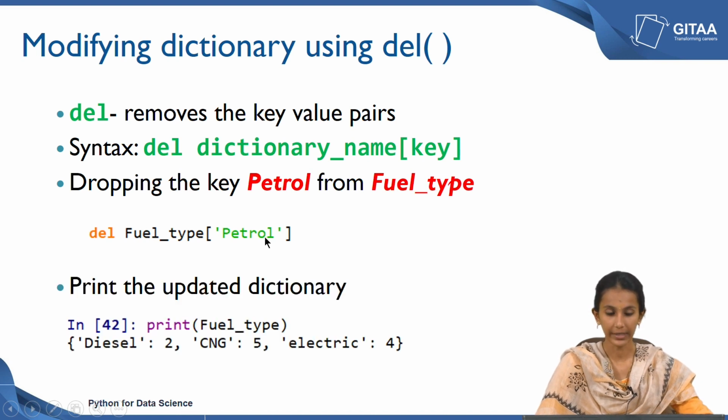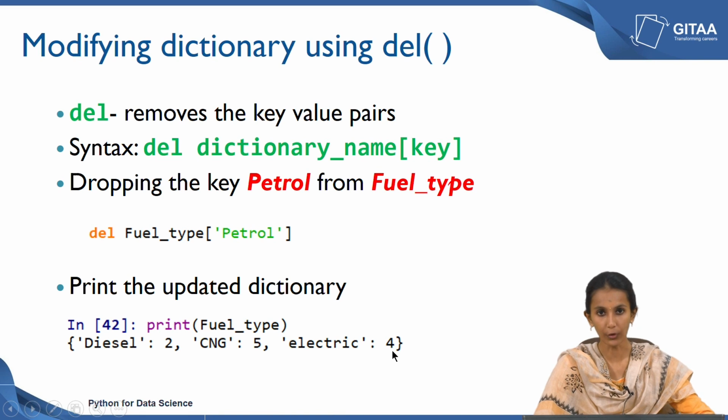So, del fuel_type and petrol. If you print the updated dictionary, we already had 4 key value pairs. Once you have used this command, petrol and the corresponding value has been deleted from the dictionary. Now you will have only 3 key value pairs, which is basically diesel, which corresponds to 2, CNG which we already modified from 3 to 5, so CNG will have a value of 5, and electric which has a value of 4.